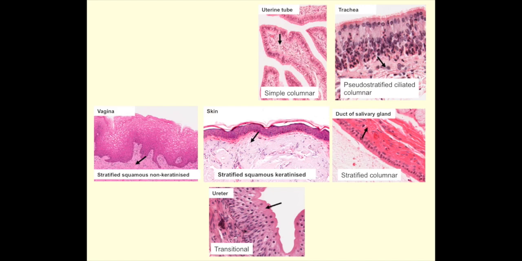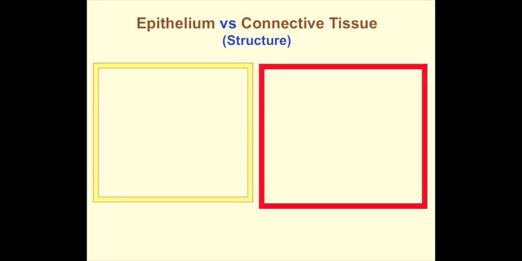In the duct of the salivary gland, and if we look at the ureter there, all of that is connective tissue. Remembering that one of the key features of epithelium is that every epithelium has an underlying layer of connective tissue beneath it. So if we compare them side by side, we'll find that epithelium and connective tissue are really quite different from each other.